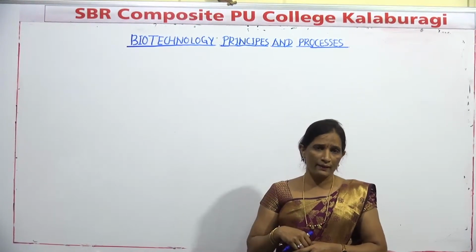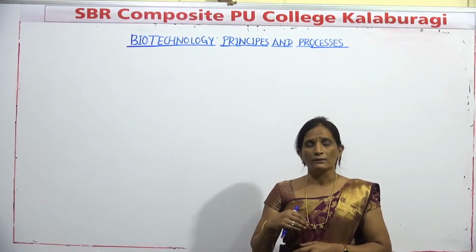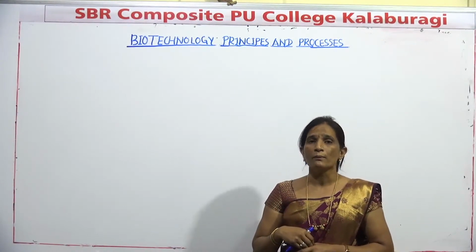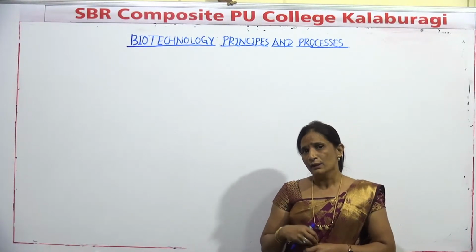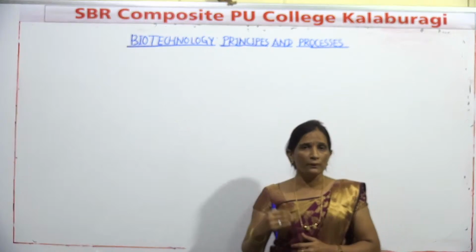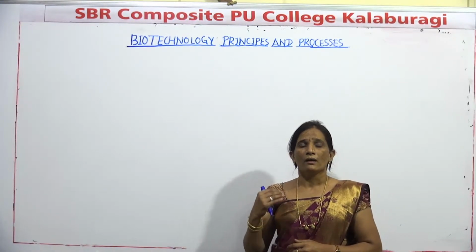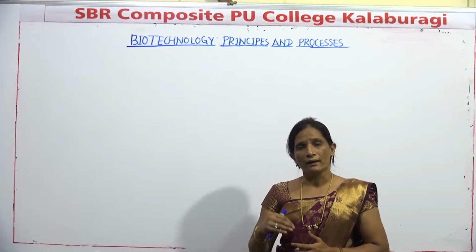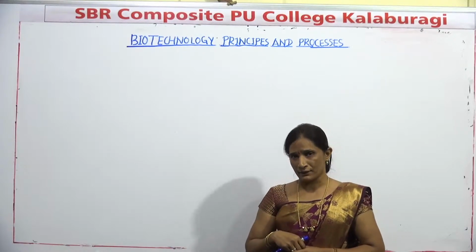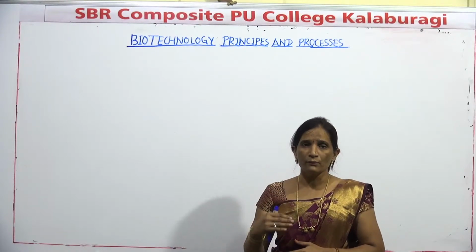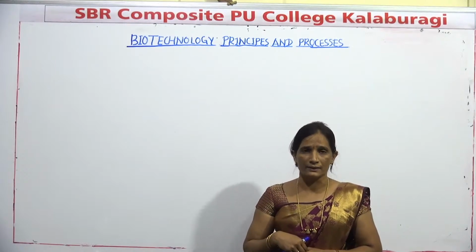In the previous class, I told you who is known as the father of genetic engineering. The father of genetic engineering is Paul Berg. Paul Berg is known as the father of genetic engineering because he isolated the gene from the SV40 virus and introduced it into the bacterium through lambda phage. For that work, he even got the Nobel Prize.